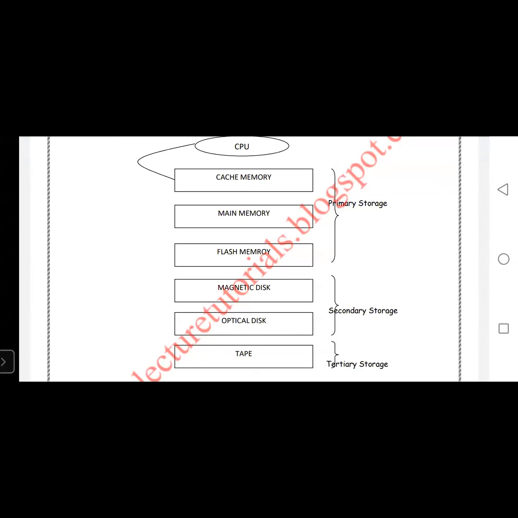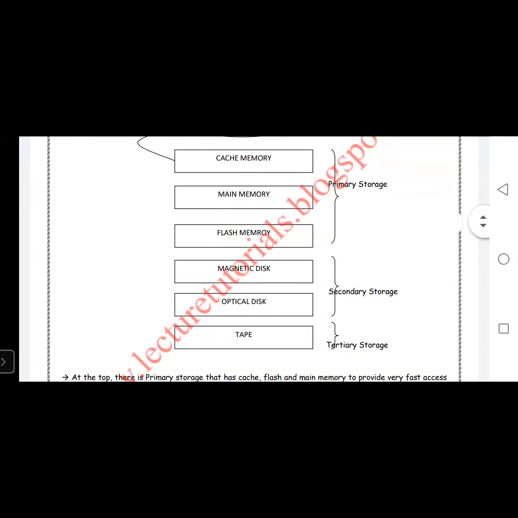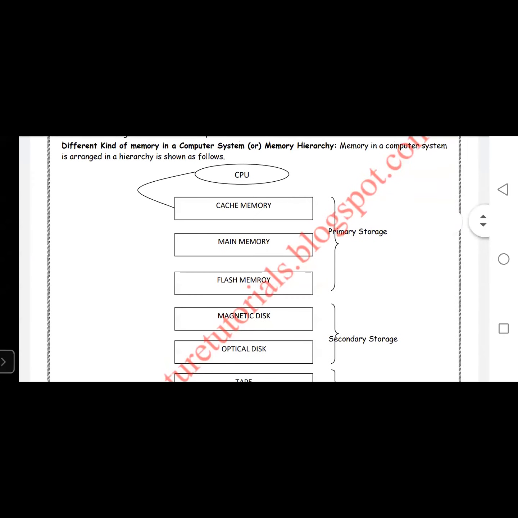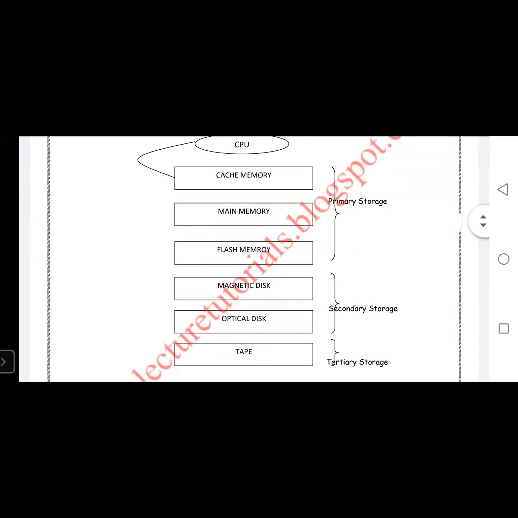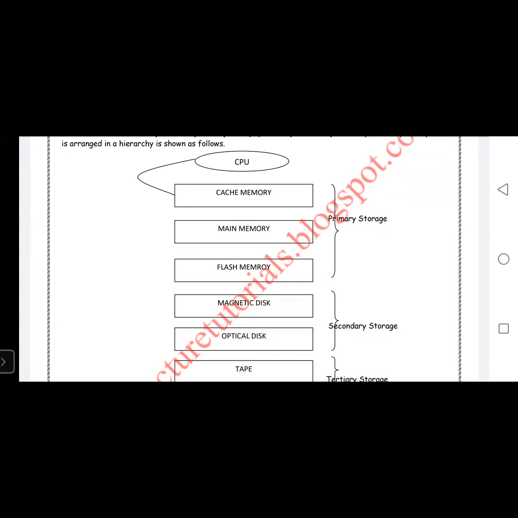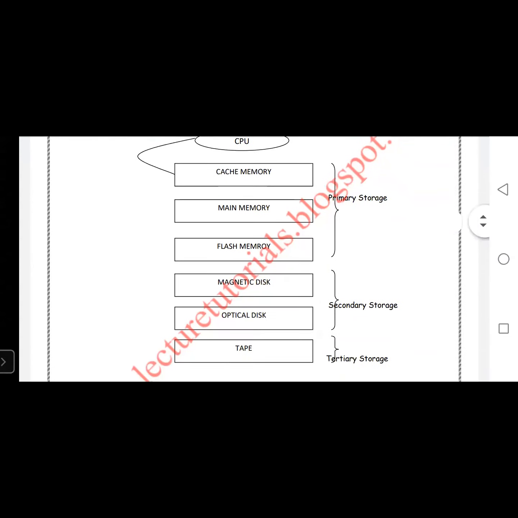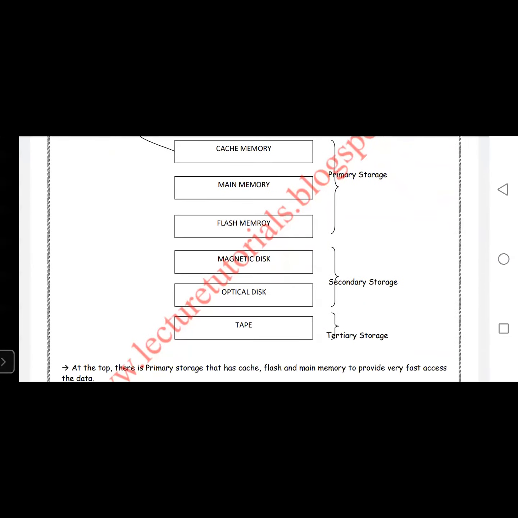If you observe here, from bottom to the top, the size decreases and at the same time the speed increases. Okay, so we also know about all these types of memories. What is the CPU, what is the cache memory, what is the main memory? So what is the cache memory? Actually, it is the fastest memory provided between the CPU and main memory. The main purpose of using the cache memory is reducing the CPU cycles.